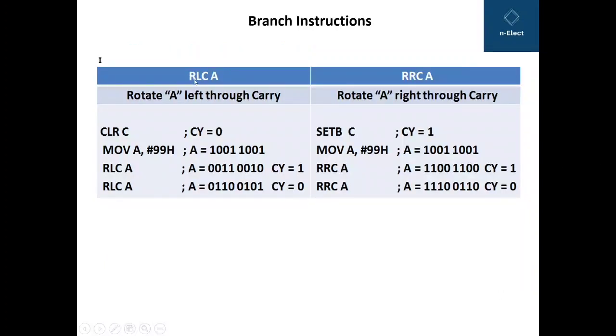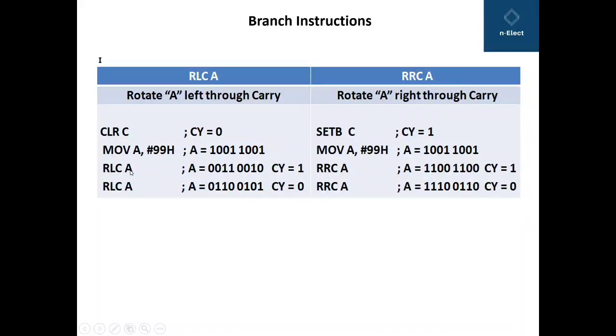Then moving on to RLCA and RRCA. Here we are rotating the contents of the accumulator left, but it will be done through carry. C stands for carry here. So rotate accumulator left through carry. Similarly, rotate accumulator right through carry. Here CLR C, so we clear the carry bit, carry equal to 0. Then MOV A, #99H. So here this 9 and this 9 will be the entire data brought into the accumulator.